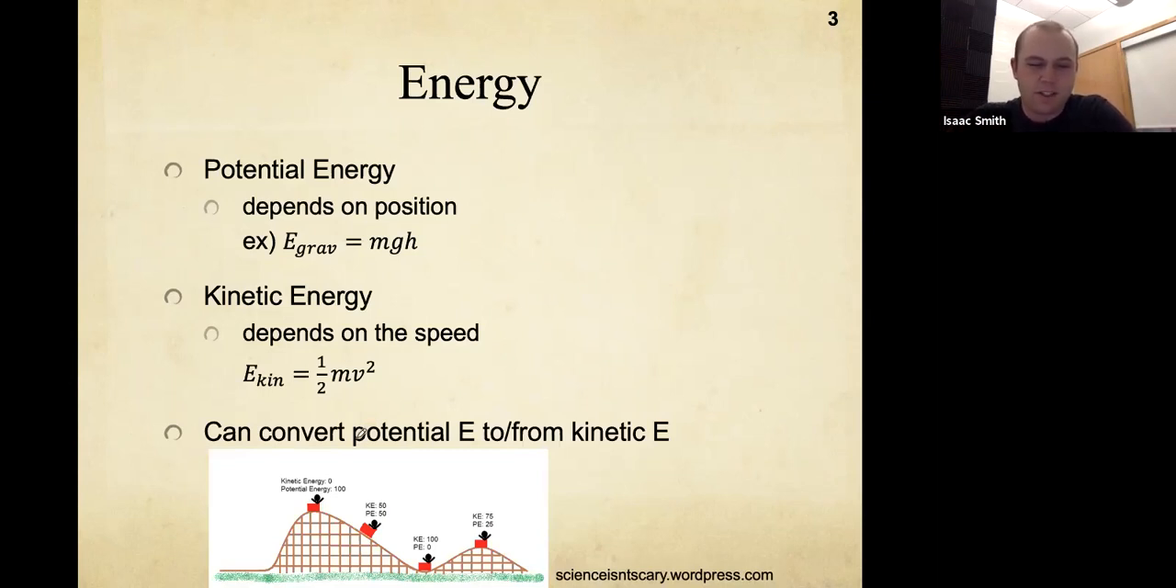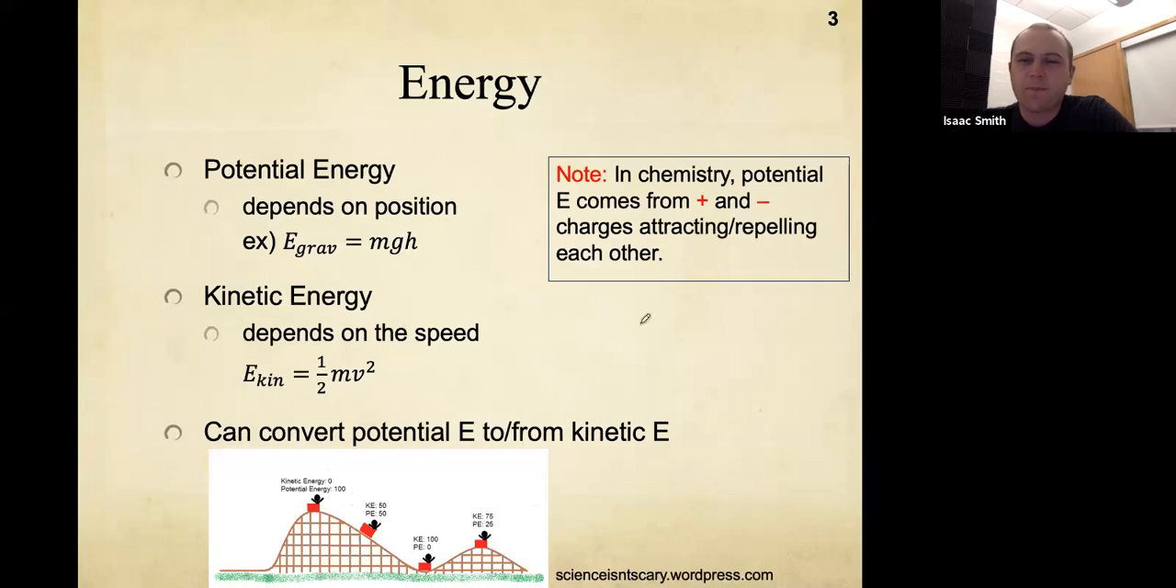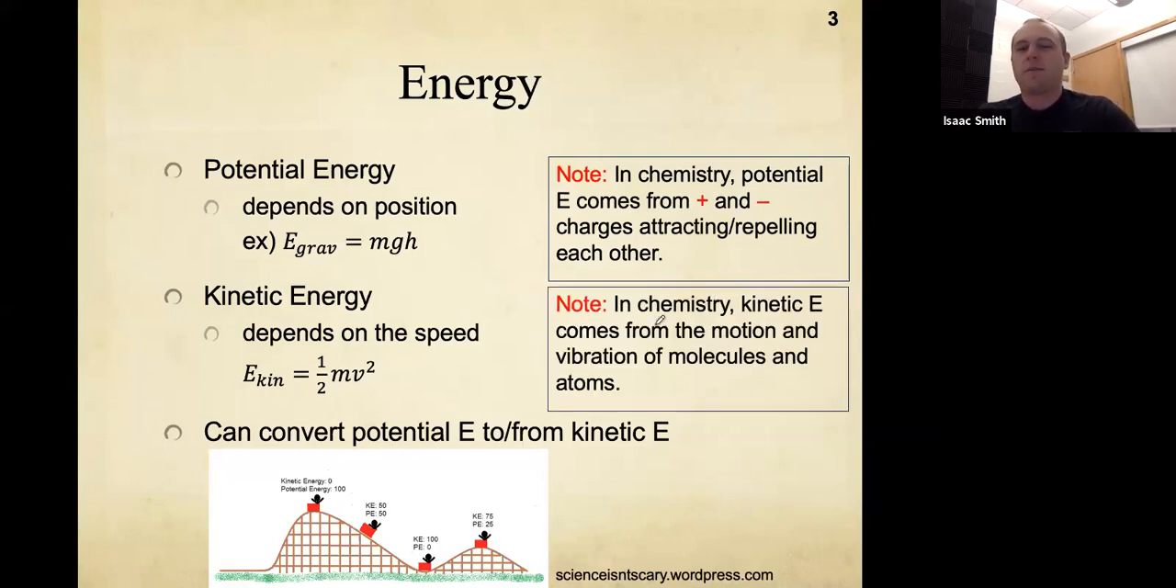So in this first position, there's all potential energy, zero kinetic energy if it's not moved. Once it starts moving, that potential energy is converted into kinetic energy. It's fastest when it's at the bottom, and then it can be converted back and forth as the roller coaster goes along. So in chemistry, potential energy comes from the positive and negative charges in molecules that are attracting and repelling each other. And then kinetic energy comes from the motion and vibration of the molecules and the atoms that are within the molecules.